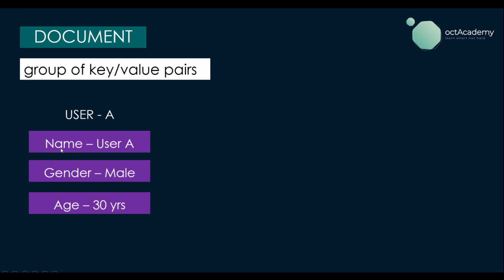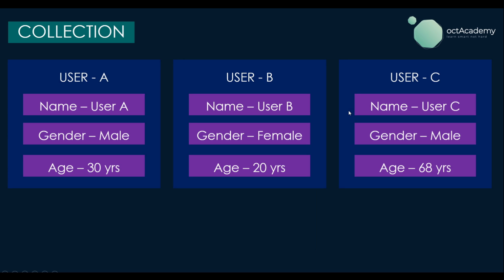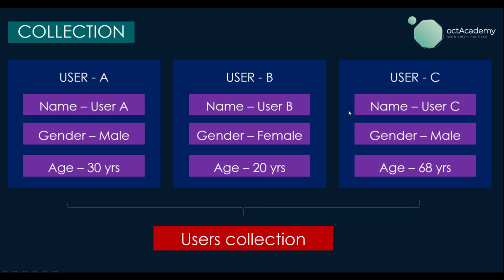You can see here this is the key and this is the value. And this is a group of key value pairs. This group of key value pairs we can call a document. A group of these documents we call a collection. In our example, we have a group of user details documents. So this will be the users collection. Hope you guys got the idea, right?